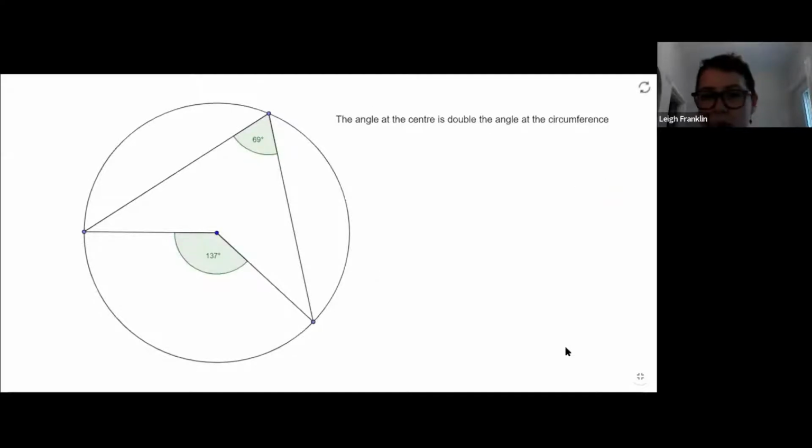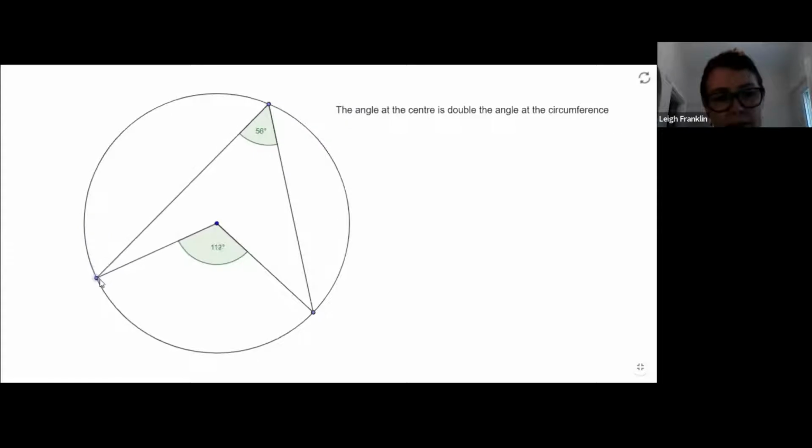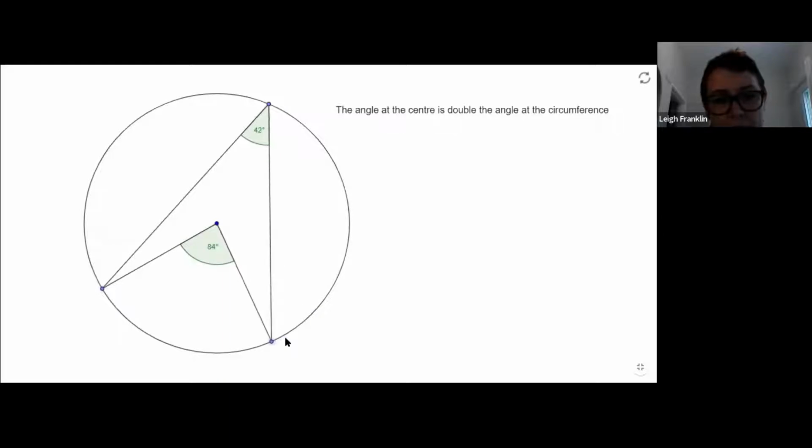All right, now, I want you to have a look at this. This is a program called GeoGebra, and it's really awesome for circle geometry. So here we can see the angle at the center, which is 137 degrees, is twice the angle at the circumference. This one happens to be 69. And what's really cool about this program is that I can move it like this. So you can see that I can make the angle at the center smaller, and then the angle at the circumference also becomes smaller. It's always going to be half.